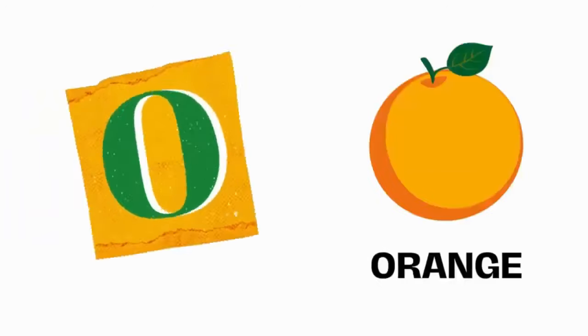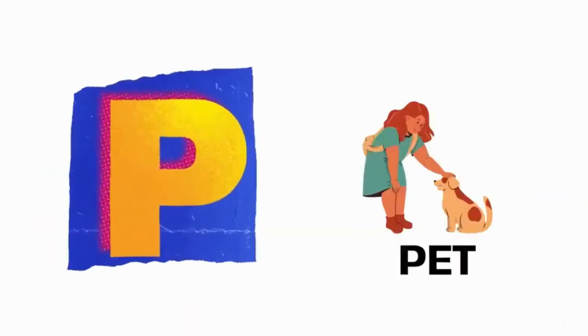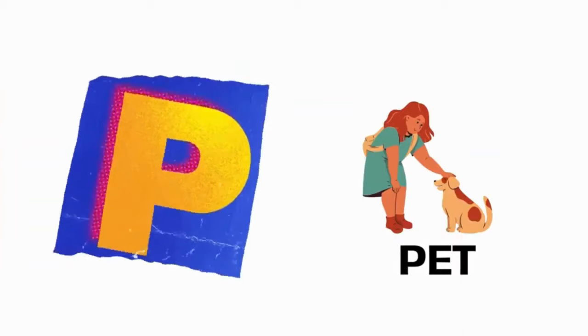mat. N is for net, net. O is for orange, orange. P is for pet, pet.